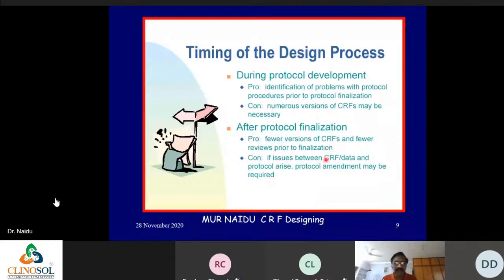Issues between the case record form, data and protocol arising, and protocol amendments, will all be required. You may be doing a study with a very good protocol, but due to some reason some new thing appears, and you have to amend the protocol. So amendment of the protocol also has to be considered during finalization. When the study is going on, some issues will appear, and protocol amendment will also be necessary.